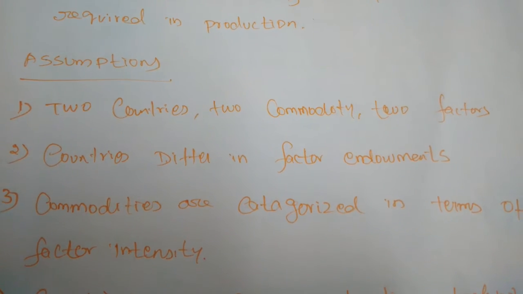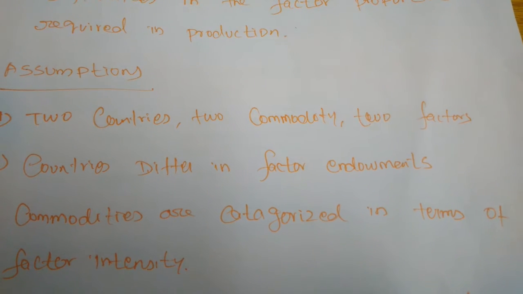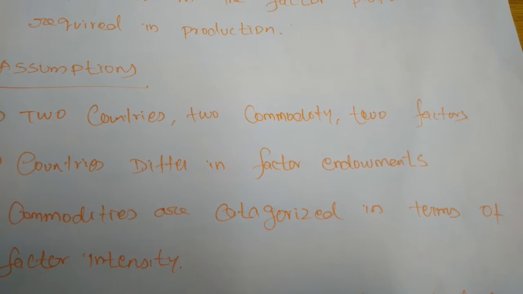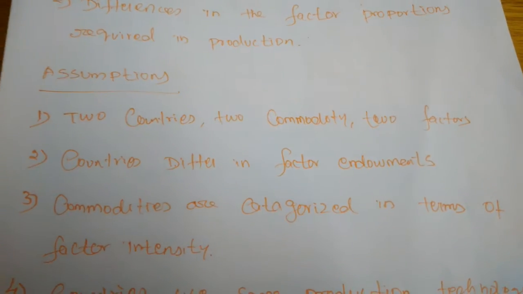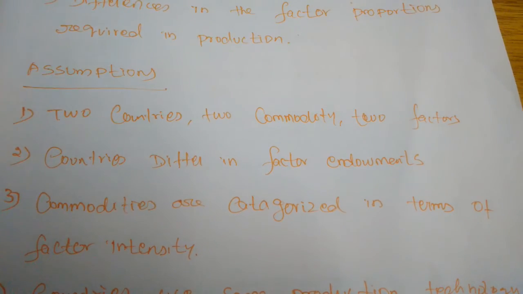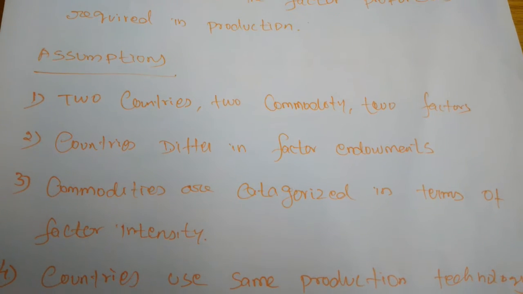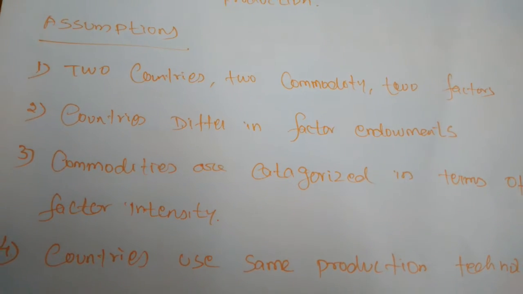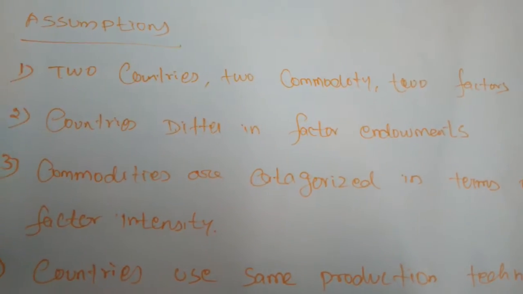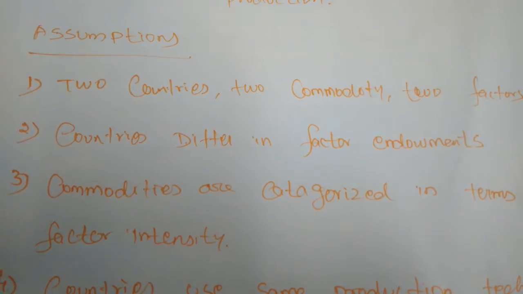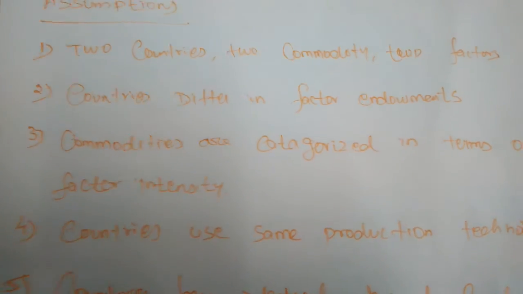When two countries are going to be involved in international trade, they produce two commodities by using two factors only. We know four types of factors of production, but these two nations take only two factors of production to produce the two commodities. Next, the countries differ in factor endowments.